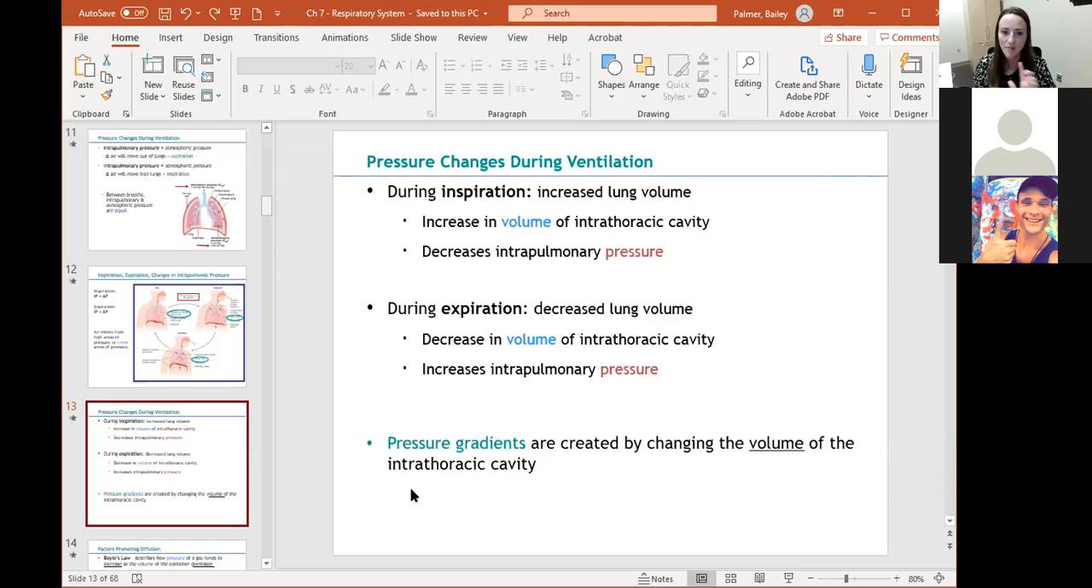And then the opposite happens during expiration. Volume of the lungs decreases, the intrathoracic cavity decreases, but now pressure increases because there's a smaller area for all those air molecules to move around. How does all of that happen? Pressure gradients. Pressure gradients are caused by changing the volume of the cavity. So as the volume changes, the pressure also changes, and as the pressure changes, that's going to cause a gradient. A gradient is when the air moves from high to low areas of pressure.